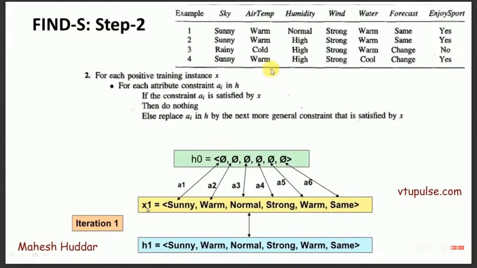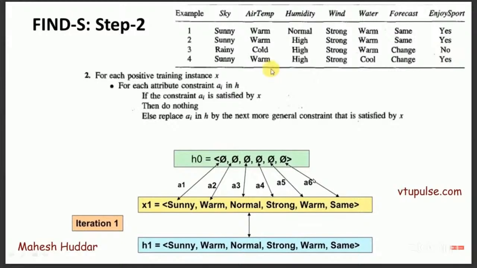The x1 values, whatever they are, we have written here the same as they are: A1, A2, A3, A4, A5, A6. Here are the attribute values. As I told you, attribute means column. How many columns are there? 6 columns. So A1 to A6 values are there. Now that is iteration 1. Now what is iteration 2?